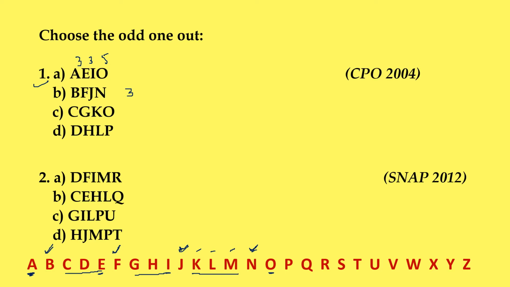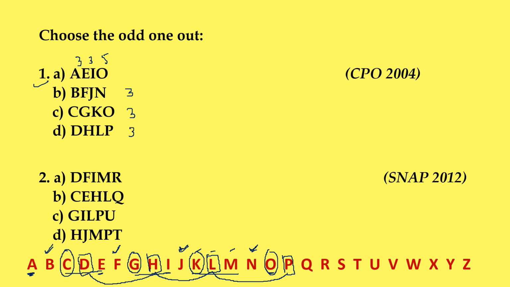Now the third option says C, G, K and O. So looking at this, we can again say that there is a uniform difference of 3 in all the letters. And the last option is D, H, L, P. So I'll put a box this time. It's D, then we have H, then we have L, and we have P. So again, we have a difference of 3 letters between D and H, then 3 letters between H and L, and 3 letters between L and P. So again, there is a uniform difference of 3 here.